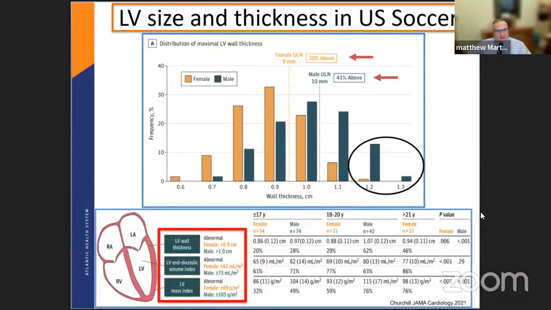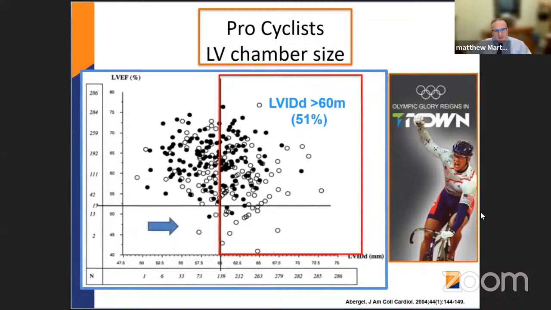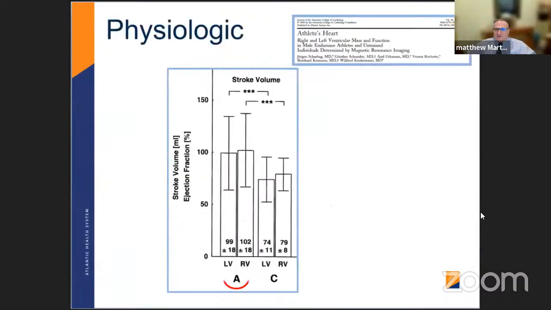And based on your age and your sex, all of those can be abnormal, quote, abnormal compared to what we normally think of. Old data in 2004 showed the same, but really extreme in these cyclists. About 60% had diameters, about 50% had diameters over 60 millimeters, and many had ejection fractions in that 45 to 50% range. So depending on who you are, what you do, and your ethnicity, all of that can impact what we consider normal. And these are physiologic changes.